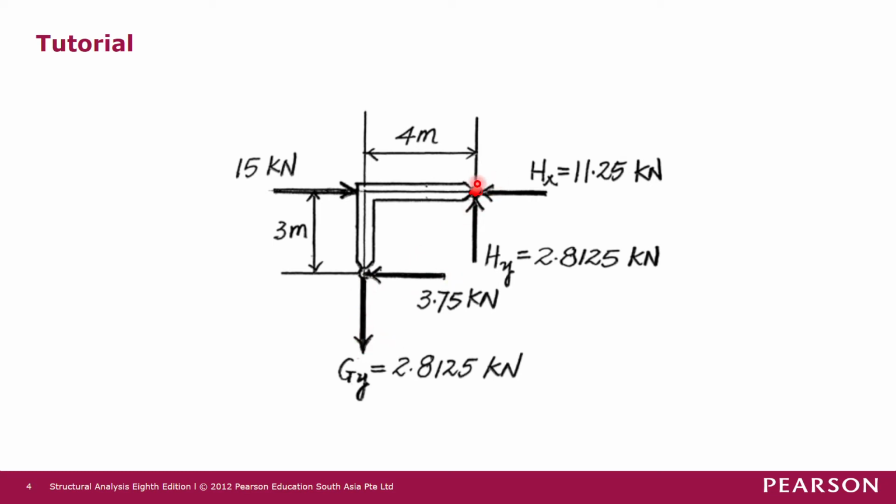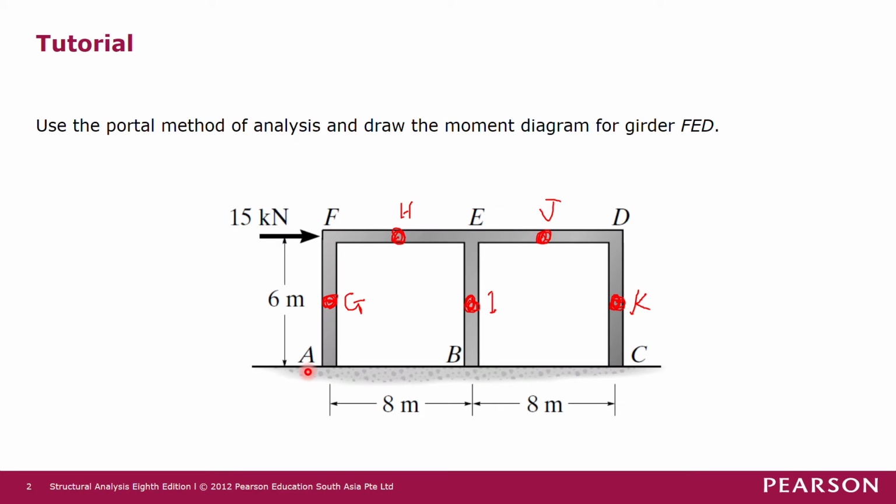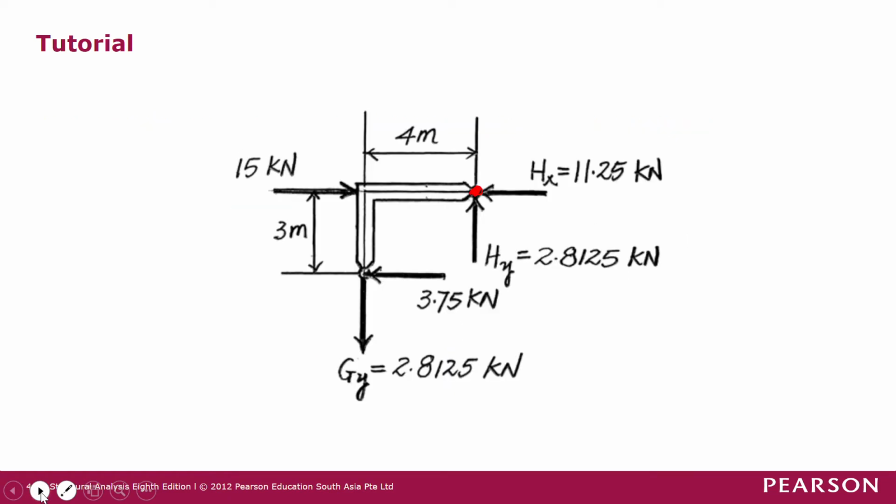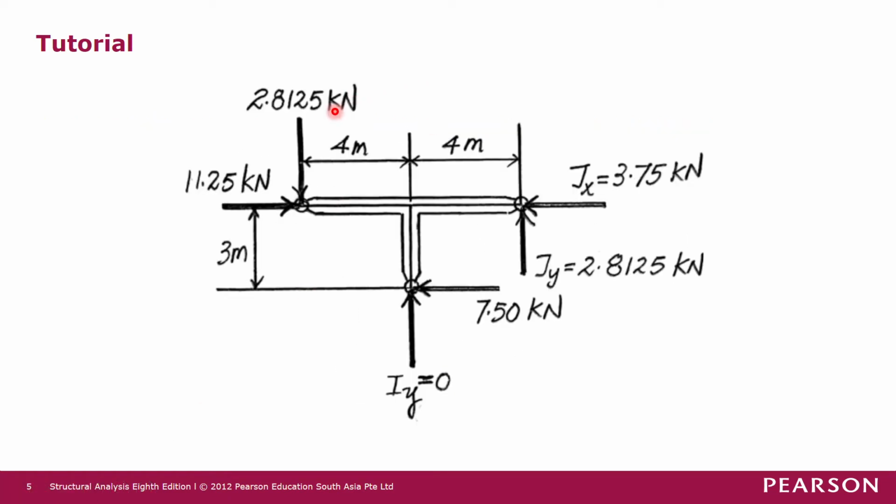Next we move on to another free body diagram, which is HEJI. For HEJI, we are going to get a free body diagram like this. This joint is H, this joint is E.